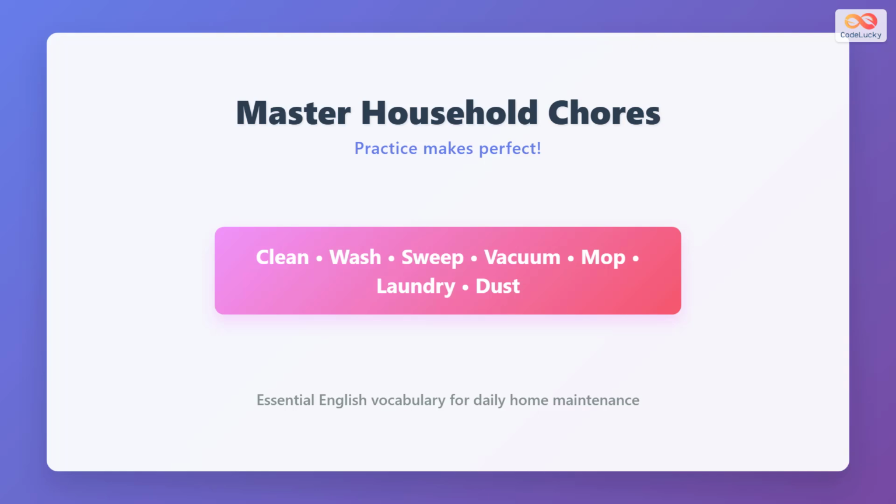You now know 7 essential household chores: clean, wash, sweep, vacuum, mop, laundry, and dust. Practice these words daily when you do chores at home. Regular practice makes English vocabulary permanent.